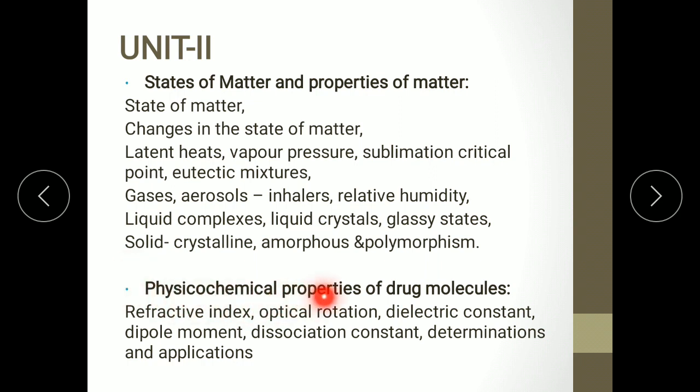In this part we have to see the definition of all these things, then the theory behind all these parameters, and the instrument used for identifying refractive index, optical rotation, dielectric constant, dipole moment, dissociation constant, and their applications. Okay, in the exam they might ask what is the refractive index, which instrument is used, or otherwise a particular instrument, and their applications. Similarly, optical rotation, dipole moment, all this is okay.